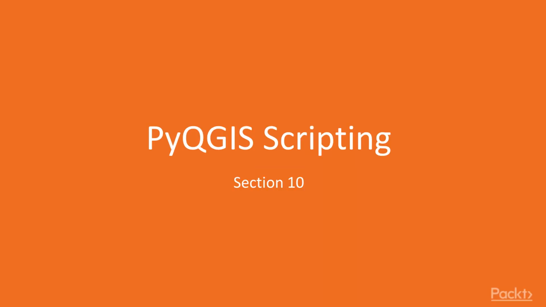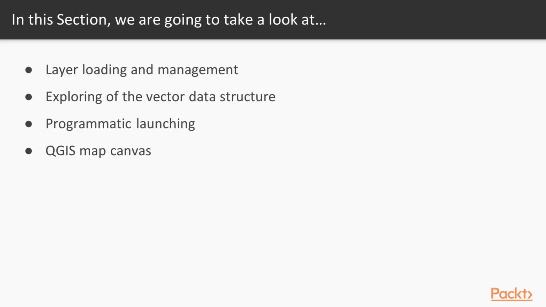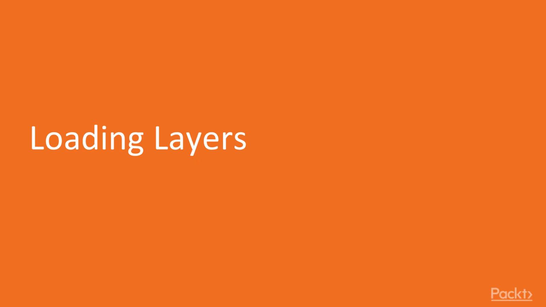Hi, welcome to the last section, QGIS scripting. We will start off this section with layer loading and management, followed by an exploration of the vector data structure. Next, the programmatic launching of other tools and external programs will be covered. Lastly, the QGIS map canvas is covered with respect to how a script can interact with the map canvas and layers within. Now we move on to the first video of this section, loading layers.